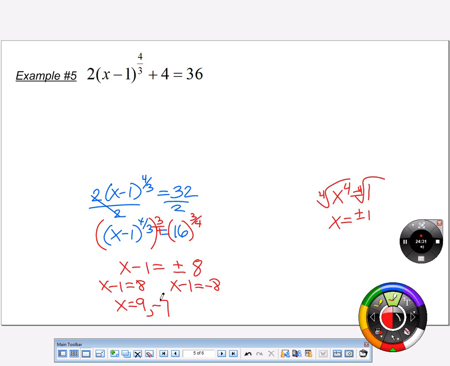Think it through. -7 minus 1. Not -6. -7 minus 1. -8. Good job. Okay. To the 4/3 power means cube root -8, which gives you -2. And then raise it to the 4th power, 16. 16 times 2, 32, plus 4, 36. Good. Okay.